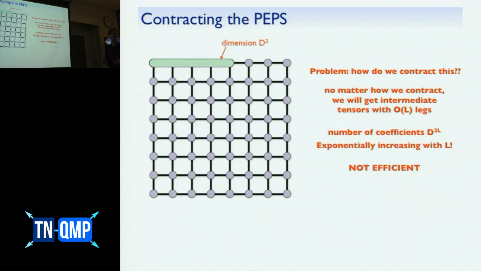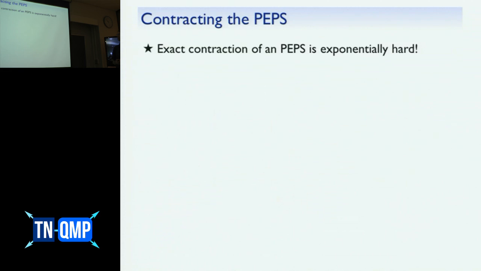Right? Because here we create a tensor which has as many legs as the linear system size. Right? So if you contract an entire row here, this object will have an order of D to the power of 2L parameters. So that's something which grows exponentially with system size. Okay, so this is not efficient. So it seems like an exact contraction of a PEPS is exponentially hard. So this seems like very bad news.